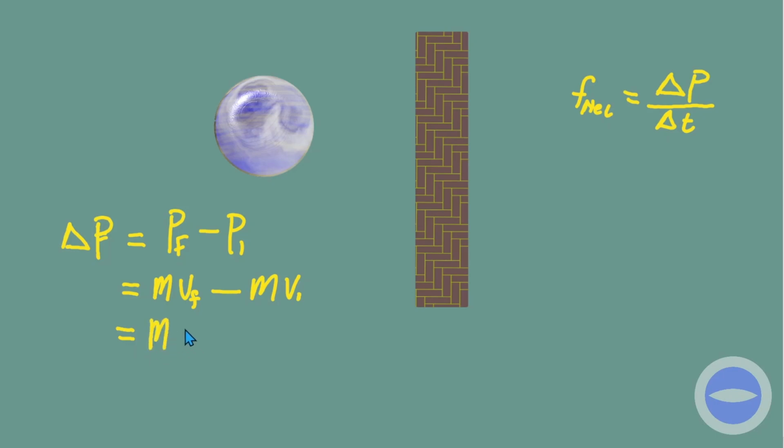Because the mass will remain the same, we can say change in momentum is mass into final speed minus initial speed. Therefore, Δp equals mΔv. This is the formula that most of the people are using. So this is the mass, this is the change in v. So if you want to calculate the change in momentum, then we're going to use this formula.